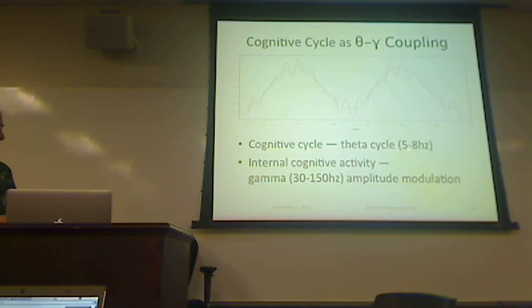The cognitive cycle runs at essentially a theta cycle rate of 5 to 10 hertz, 5 to 8 is close enough. A theta cycle would be a sine wave at that rate. If you start looking at places in the brain where you would expect things to be going on in the current cognitive cycle, it's happening. What you find is this kind of theta-gamma coupling, where the gamma amplitude is modulated, going up and down this way, but the phase is essentially the same.